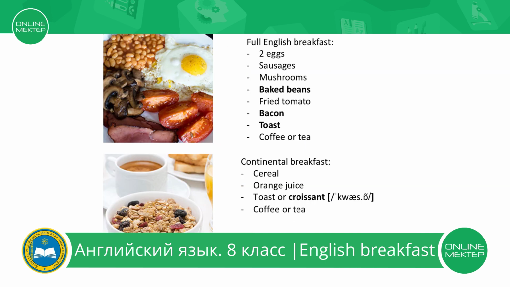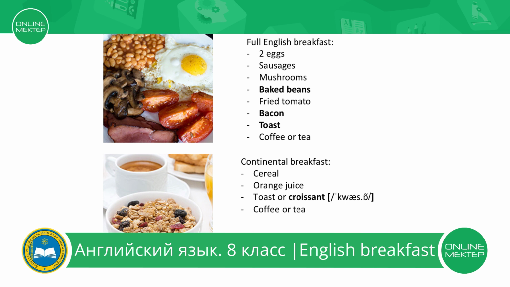Let's pay attention to the words that were described in English breakfast. There are two types of breakfast, full English breakfast and continental breakfast. Full English breakfast consists of two eggs, sausages, mushrooms, baked beans, fried tomato, bacon, toast, coffee or tea. Please pay attention to such words as baked beans, bacon and toast. These are the new words.